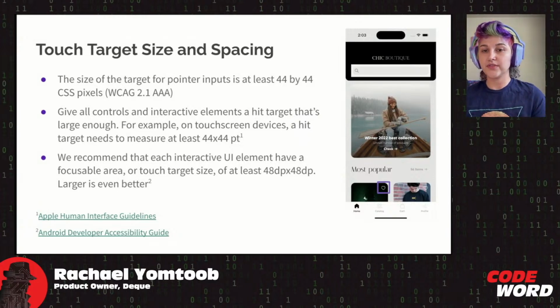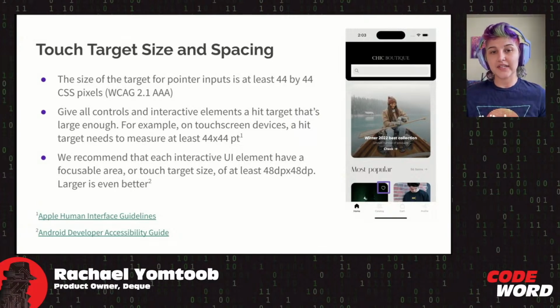However, Apple and Google both do have something to say about this in their guidance. So Apple aligns with WCAG by saying, give all controls and interactive elements a hit target that's large enough. For example, on touchscreen devices, a hit target needs to measure at least 44 by 44. So this aligns with what WCAG recommends at AAA. Google sets an even higher standard. We recommend that each interactive UI element have a focusable area or touch target size of at least 48 by 48. Larger is even better.